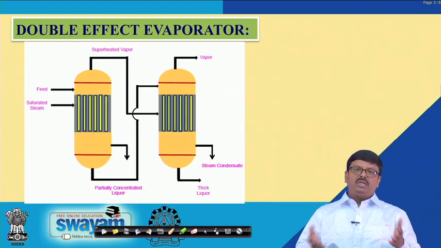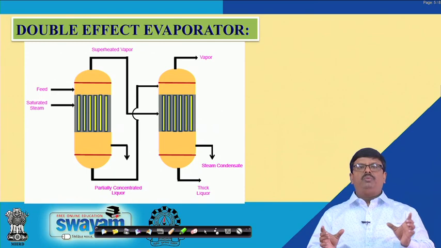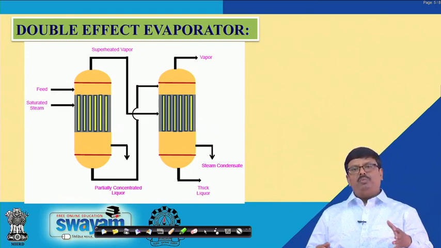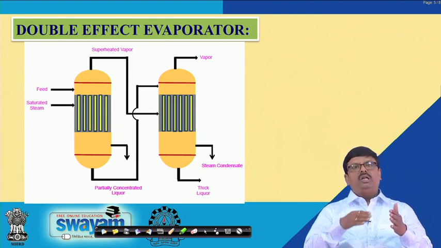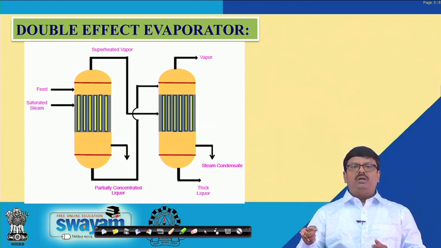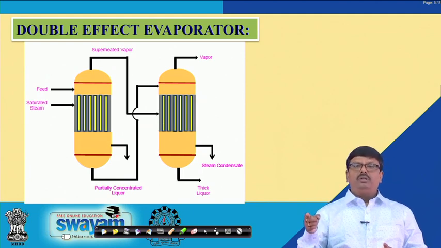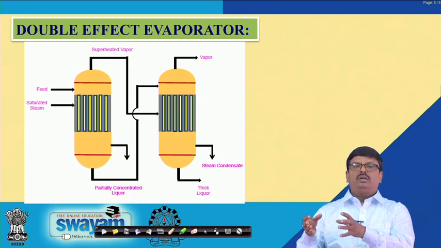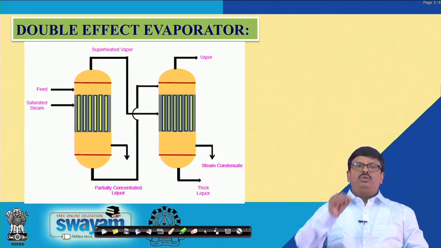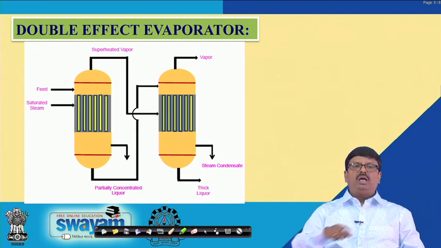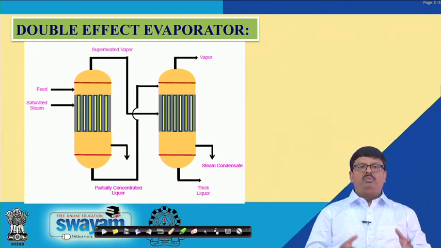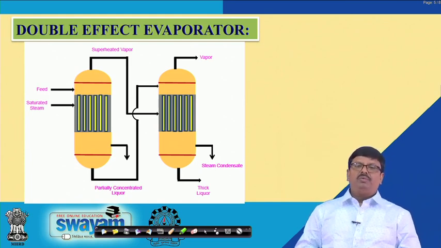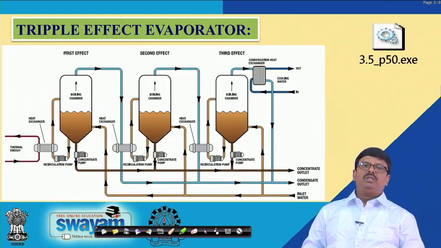Double effect evaporator works in basically the same fashion, where we use 2 different evaporation units. The superheated vapor released from the top portion of the first evaporation unit will be allowed to pass on to the next one as the source of thermal energy. Basically, it will be provided to the next effect as the source of energy. So, this superheated vapor will be passed on to the second one, and the partially concentrated liquor from the bottom of the first evaporation unit will also be passed on to the next effect for further processing.